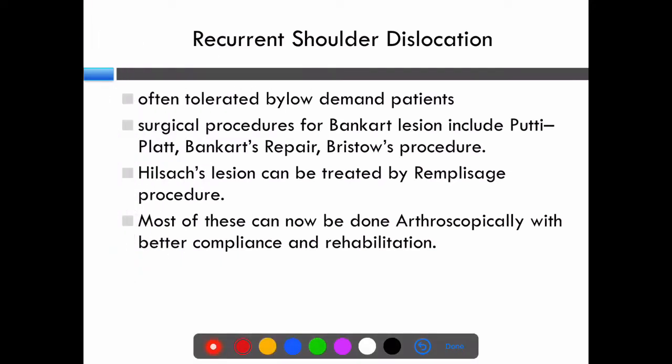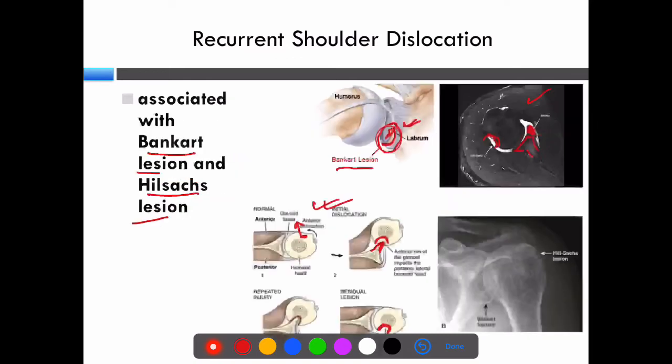Recurrent shoulder dislocation is often well tolerated by low demand patients, but for high demand or young patients, there are some surgical procedures performed such as Putti-Platt, Bankart's, Bristow's repair, and the Hill-Sachs lesion is treated by Remplissage procedure. Most of these are done arthroscopically nowadays. Let me come back to the previous slide. Let me clear these signs.